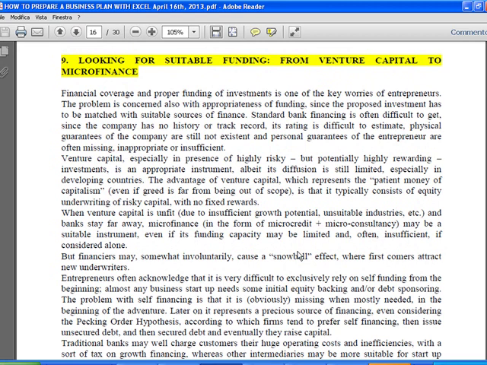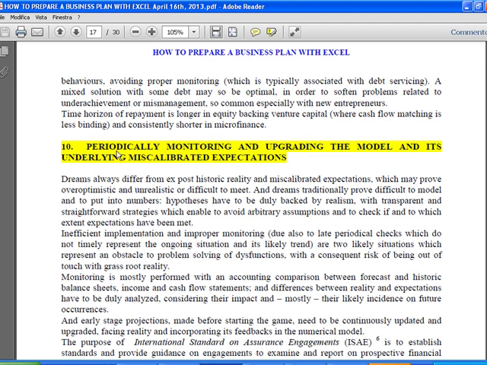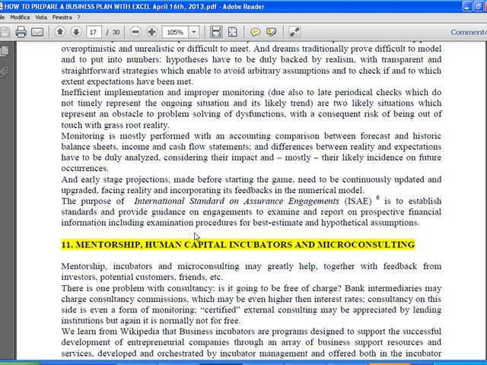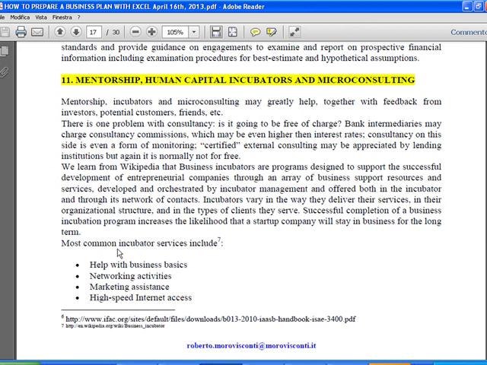You also have to monitor periodically and upgrade the model, and continuously refine miscalibrated expectations. Reality is always different from projection, from forecast. Continuously upgrade it and refine your business model. You can also have mentorship, human capital incubators, and micro consulting to help you combine and draw down your business plan.